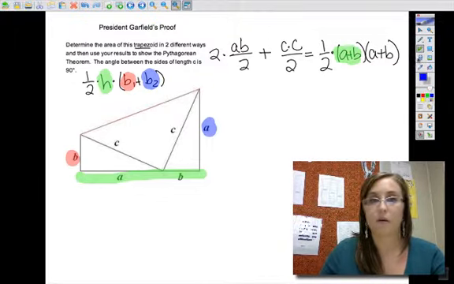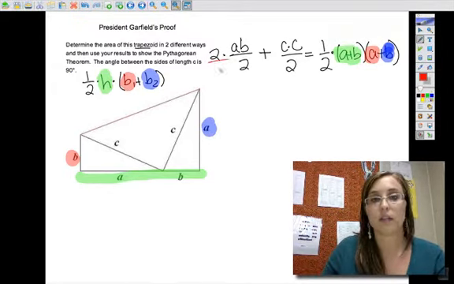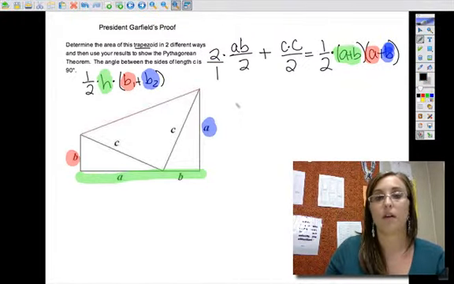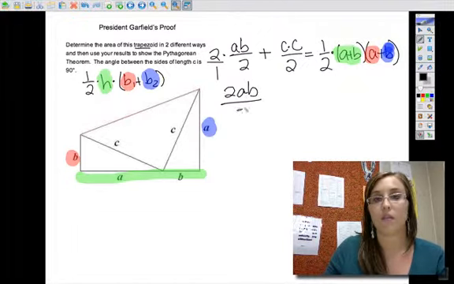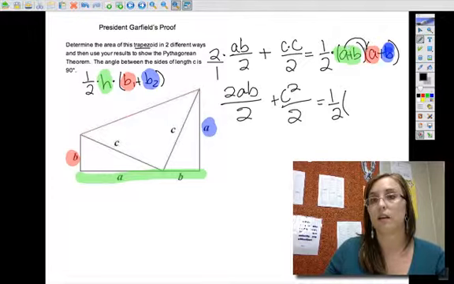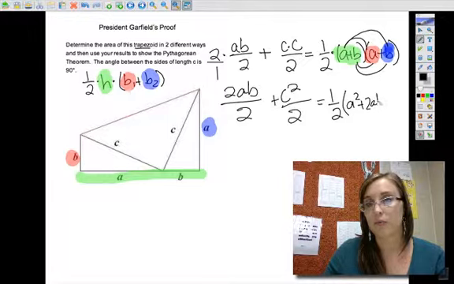We've got our base 1 here, our base 2 here. Okay? All right. So we're going to go ahead and start simplifying all this down. This is like a 2 over 1. Okay, so 2ab divided by 2 plus c squared, c times c, divided by 2 equals 1/2 times, I'm just going to do all this in the parentheses. I'm going to FOIL once again here. So I'm going to get a squared plus 2ab plus b squared.